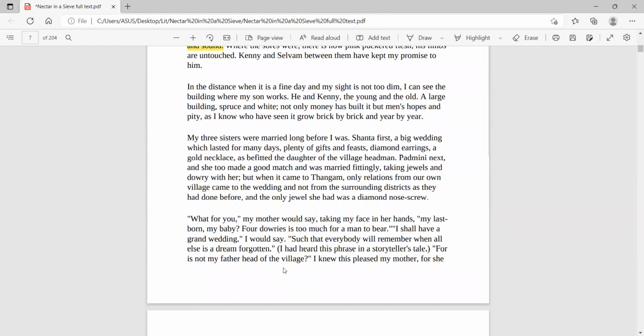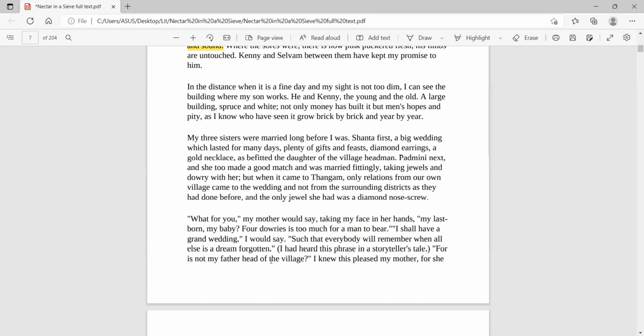Padmini next, and she too made a good match and was married fittingly, taking jewels and dowry with her. But when it came to Tangam, only relations from her own village came to the wedding and not from the surrounding districts as they had done before. And the only jewel she had was a diamond nose probe. So what happens? It was a very, very simple function.